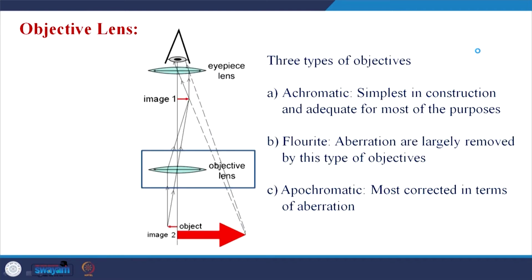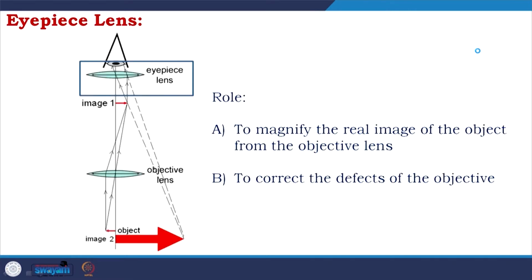So, for objective lenses, there are three types: achromatic, which is simplest in construction and adequate for most of the purposes. Fluorite, where aberrations are largely removed by this type of objectives. Apochromatic, most corrected in terms of aberration. So, we have two types of aberrations and the aberrations are corrected by getting different objective lenses.